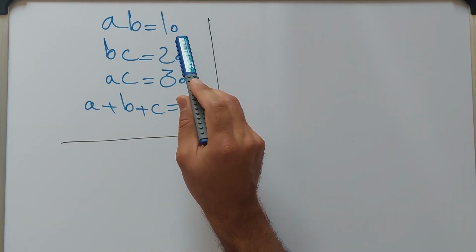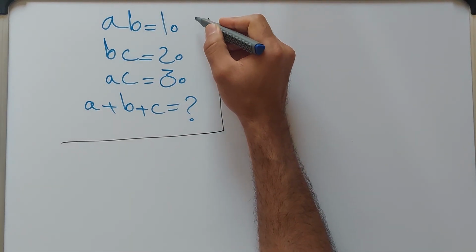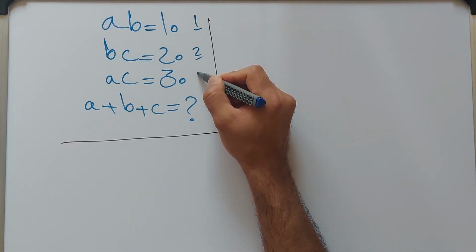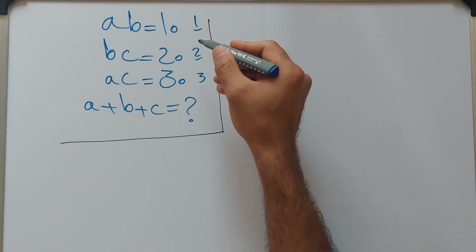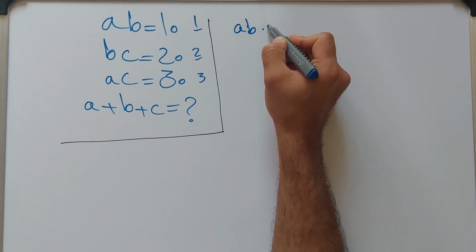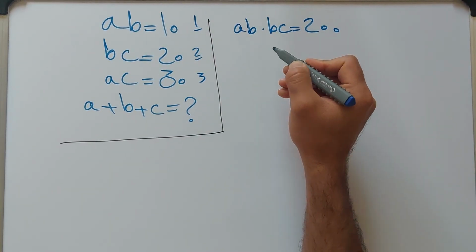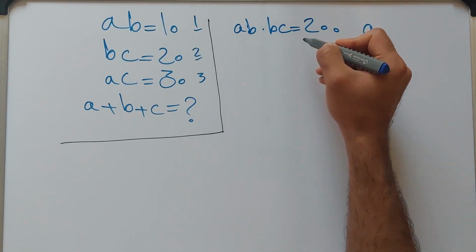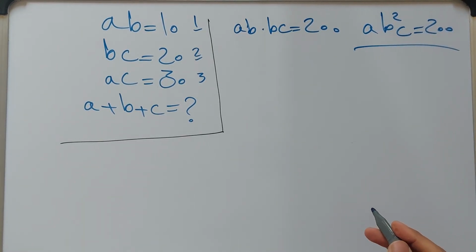So it says AB equals 10, BC equals 20, AC equals 30. So what is the value of A plus B plus C? So the first step is to multiply. Let's name these equations number 1, number 2, and number 3. Let's multiply the first equation by the second equation. So AB times BC equals 10 times 20, which is 200, right? In other words, we can say AB squared C equals 200. So that's maybe the first relationship.